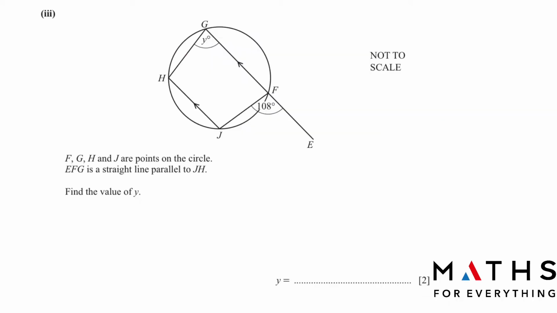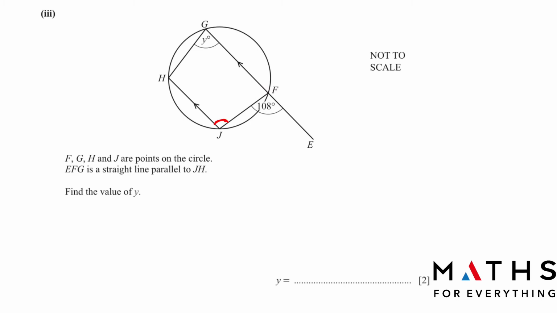Now for part 3, again, we have been given a circle, and F, G, H, and J are points on the circle. All the 4 points are touching the circle. So this is a quadrilateral, right? A quadrilateral is any shape with 4 sides. And because it is touching a circle, this is called a cyclic quadrilateral. We have to find the value of y. The first thing we are going to find is this angle here.